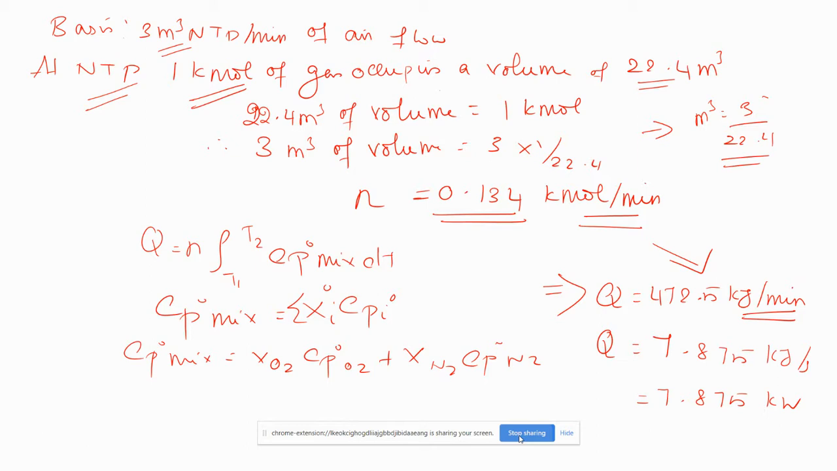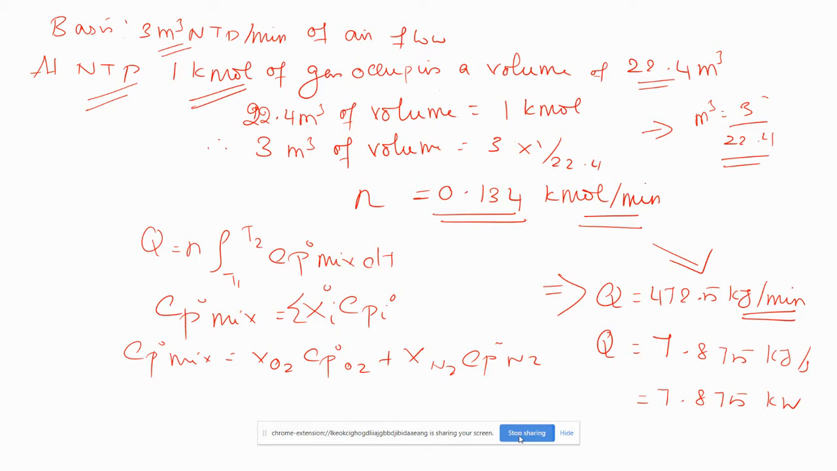That is Q is equal to N into the integral from T1 to T2 of Cp naught dt. That is one set of problems, where only one gas Cp naught value will be given. Another one is Q is equal to N into the integral from T1 to T2 of Cp naught mix dt, if two gases are given. So here Cp naught mix is what? Cp naught mix will be in the form of sigma xi Cpi naught.